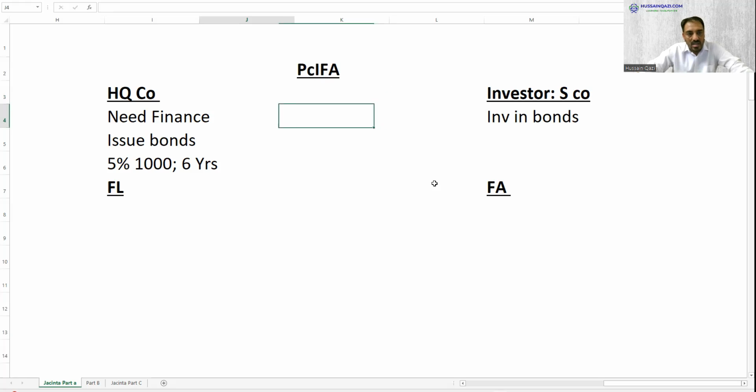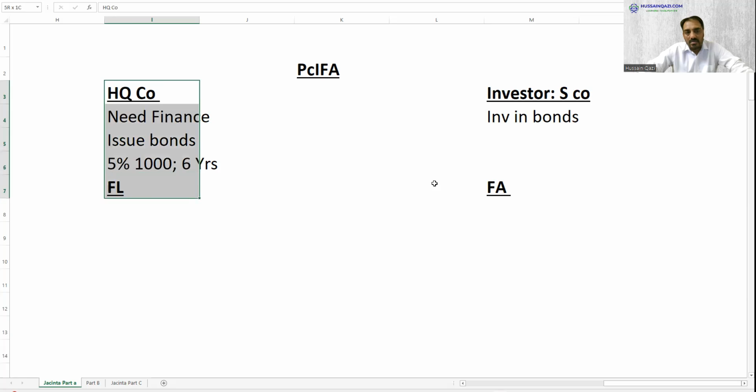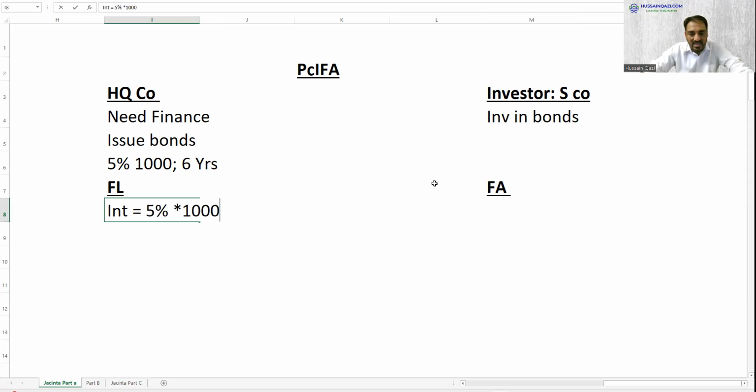Listen carefully. Assume that HQ company very smoothly, and as per the commitment, has provided the interest for year 1 and interest for year 2. Interest for year 1, for example, 5% multiplied by 1,000 is equal to 50. So year 1, all thing is set. Year 2, all thing is set.